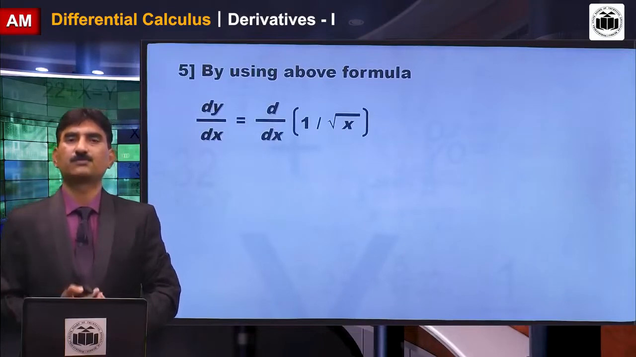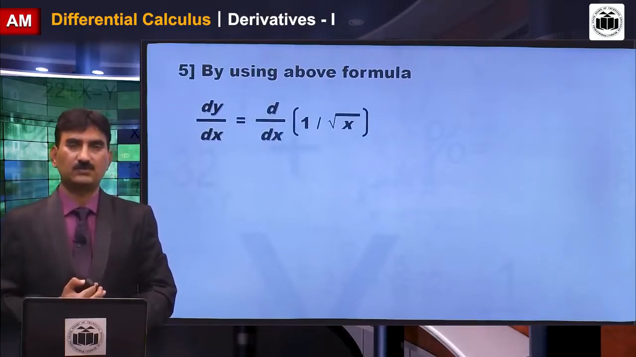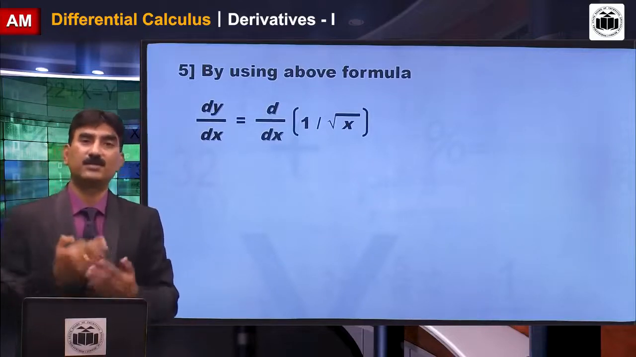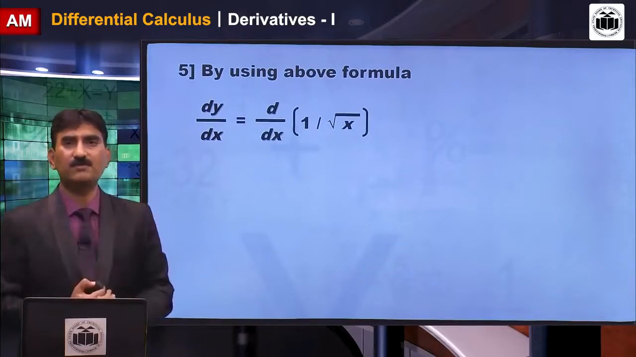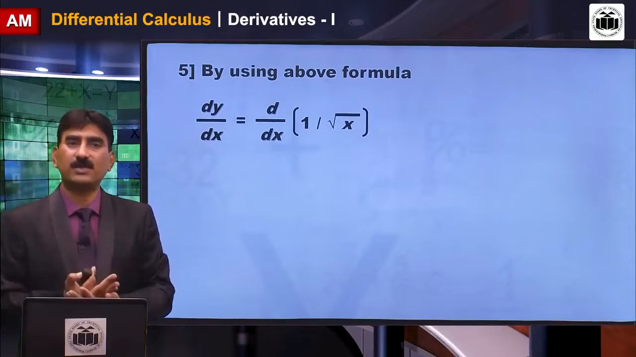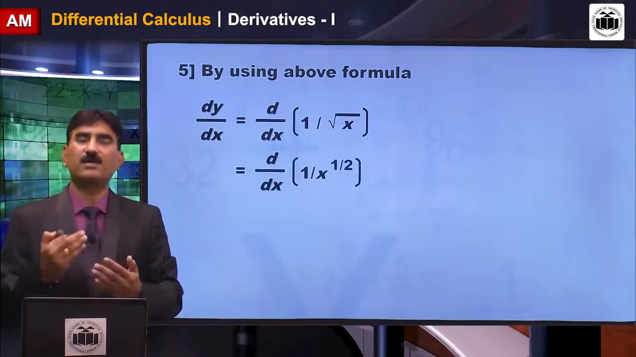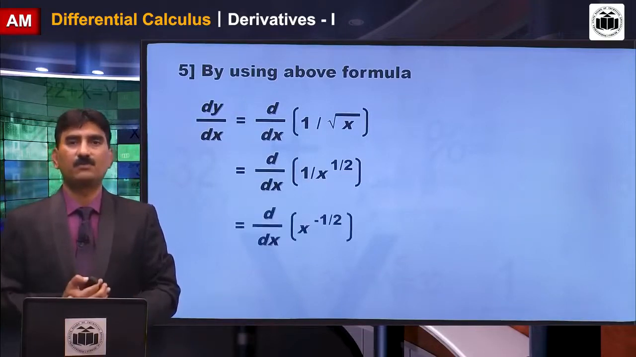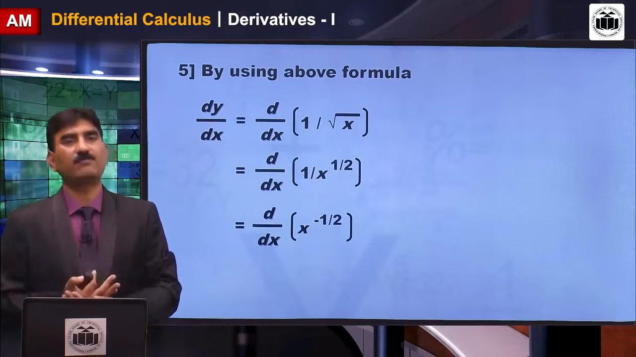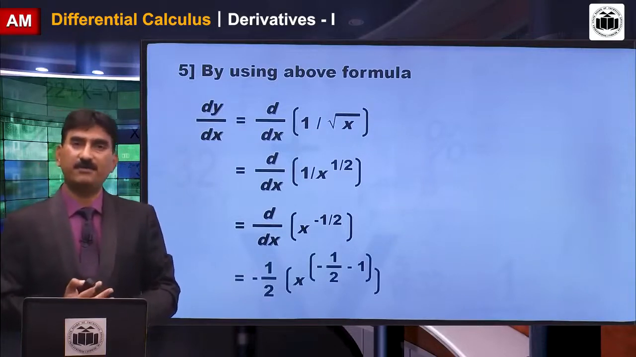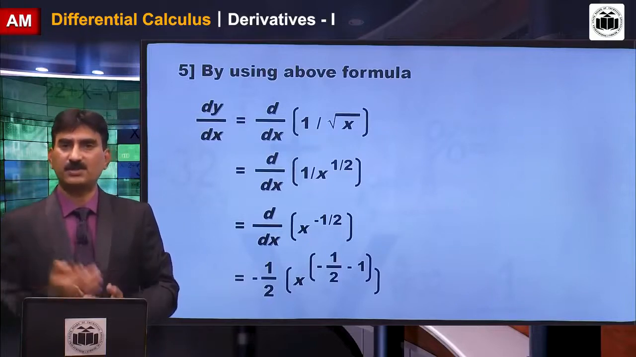Now 1 upon root x. So now you tell me how you find the derivative of 1 upon root x. अभी root x तो denominator में है. Then what is the process to take root x in the numerator? Very good. We write down first 1 upon x raised to half. Now we take x raised to half in the numerator by taking a negative index. So d by dx of x raised to minus half.